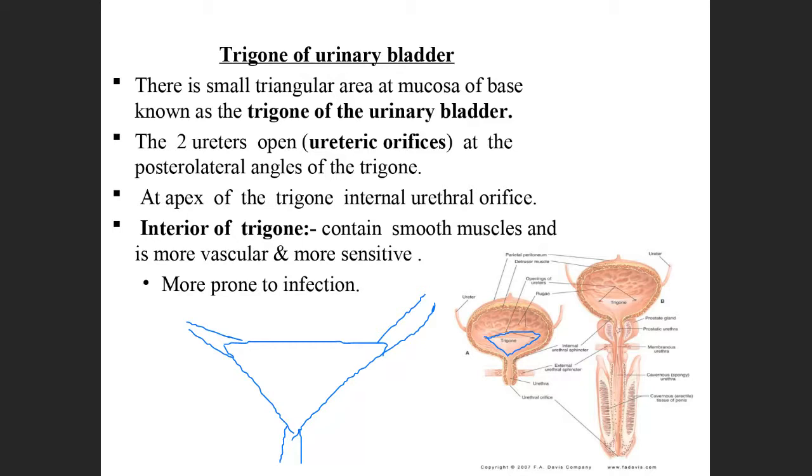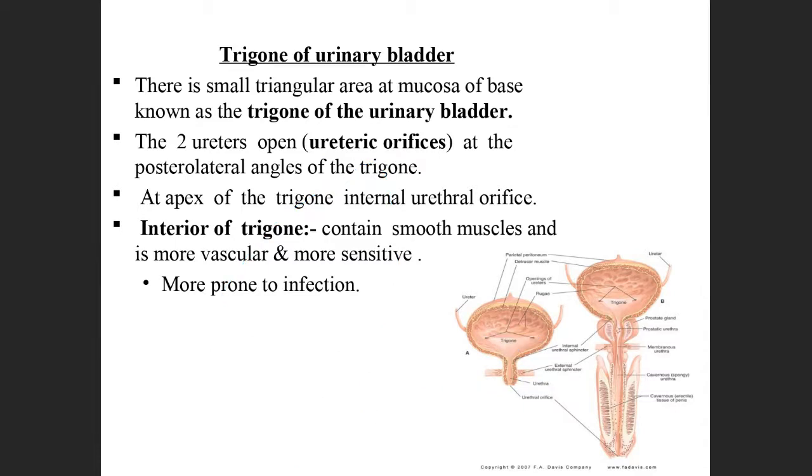So this trigone of the urinary bladder, what does it attach to? On the upper part, it has the openings for the ureteric orifice. These two are the ureteric orifices. In the lower part, the urethra. You got it? Yes.